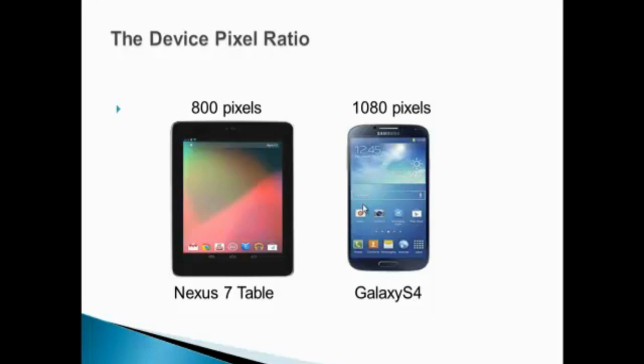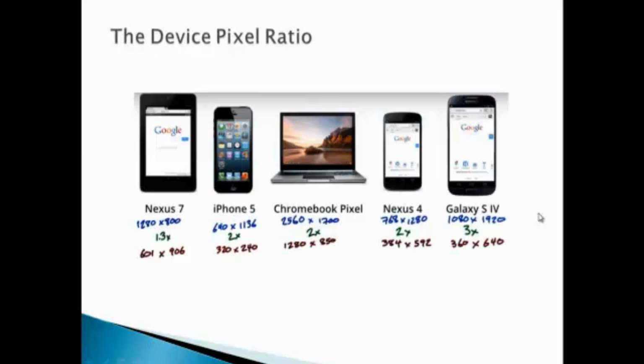Even though the S4 has more pixels, it is somehow turning up as a phone. Why is this? The answer exists in a little bit of magic called device pixel ratio, and the fact that once again the web platform is lying to you. The device pixel ratio is the ratio between device independent pixels and the actual physical pixels on the screen. In the next slide you can see different devices and the device pixel ratio between them.